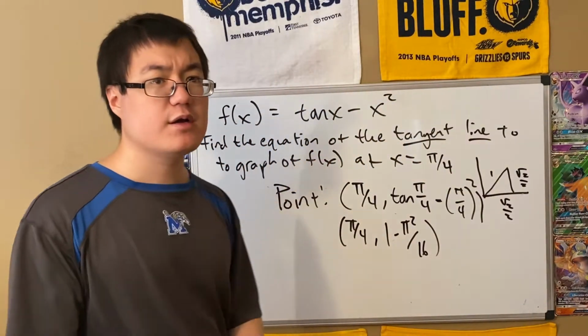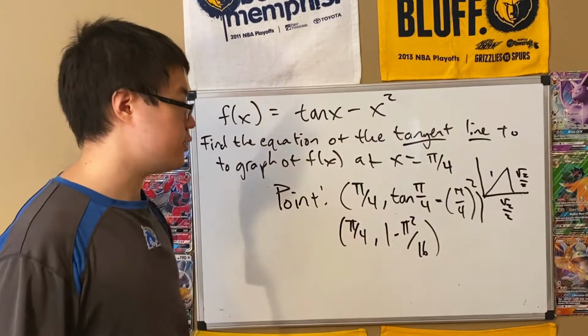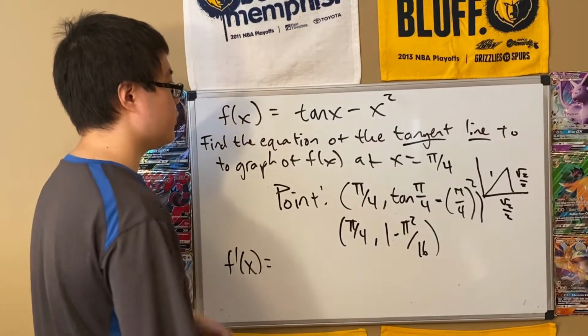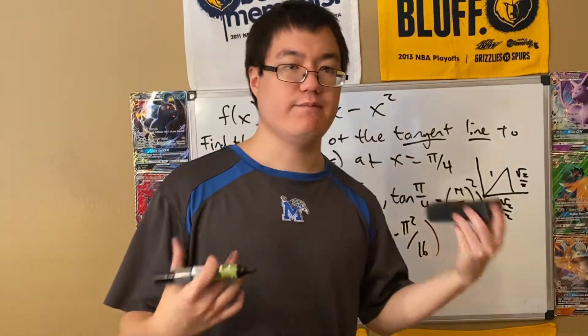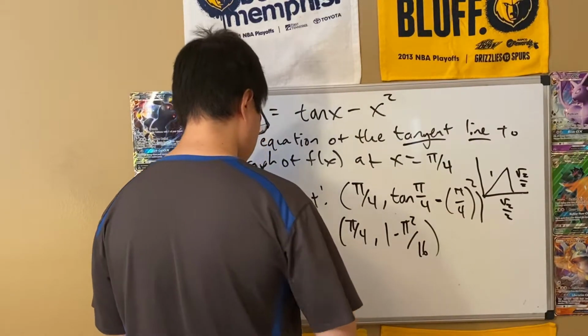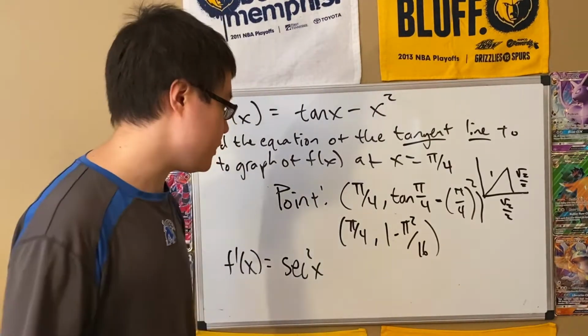So that's just the point. Now it's time for calculus. It's going to be okay. Why do we need calculus? Because the slope of the tangent line is the derivative. So what's the derivative here? Well, the derivative of tangent x, memorized, is secant squared x. And then finally, what's the derivative of minus x squared? That's the power rule. It's going to be minus 2x.